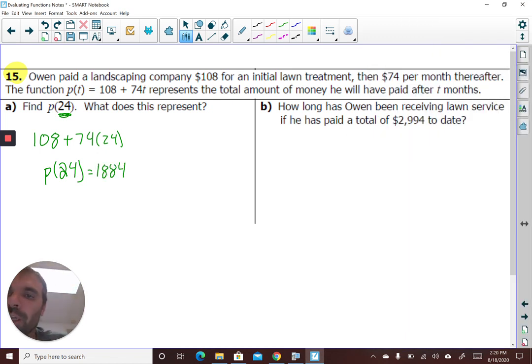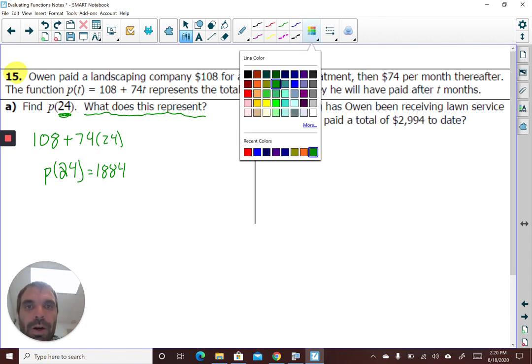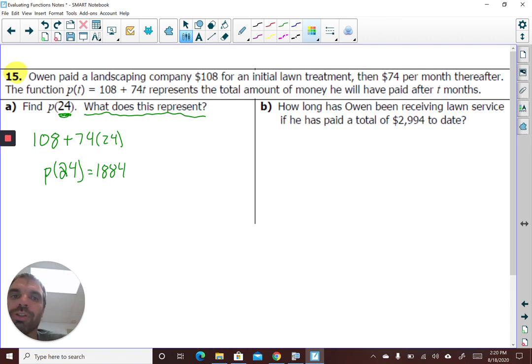Okay. And the big key here is, what does that represent? So I want you to take a second, type in over next door what you believe that represents. All right, so t is number of months, so 24 is two years' worth of months, right? Because there are 12 months in a year. So what this is telling me is that Owen paid $1,884 over the first 2 years of lawn treatments. So to treat his lawn for 2 years, that's how much money he paid. That's what it represents.